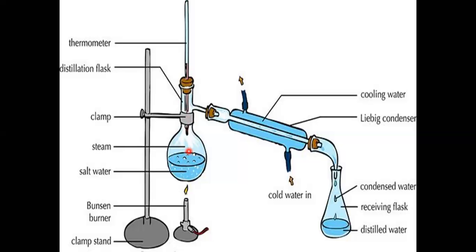If the two miscible liquids of a mixture have boiling points that differ by less than 25 K, then we use the fractional distillation process to separate them. So, this is the simple distillation method.